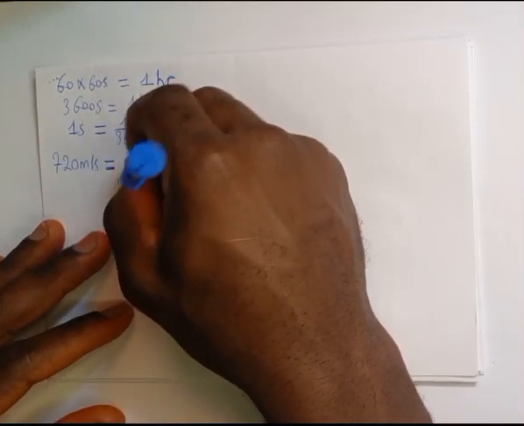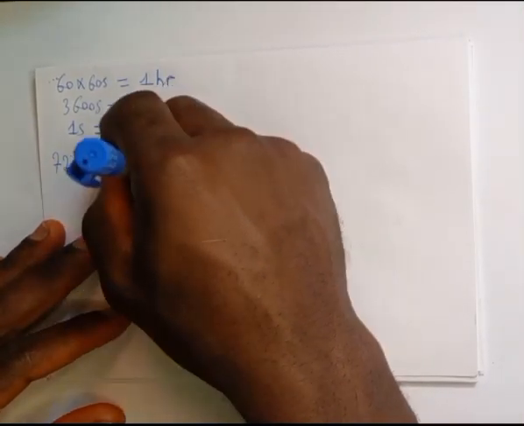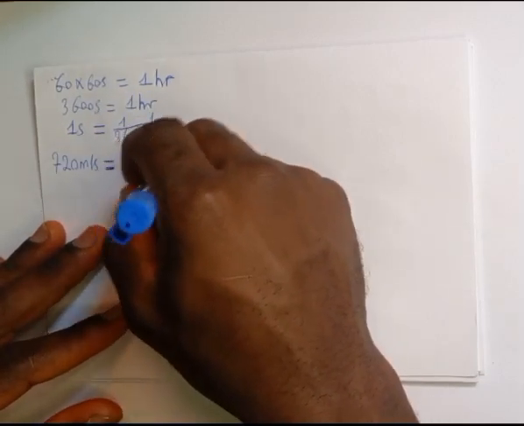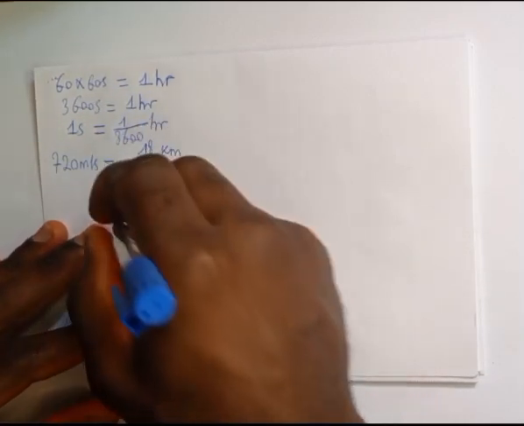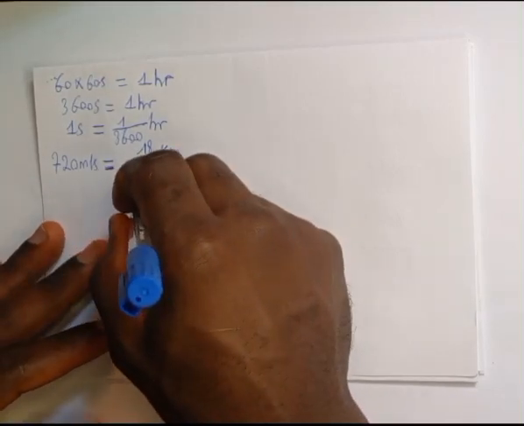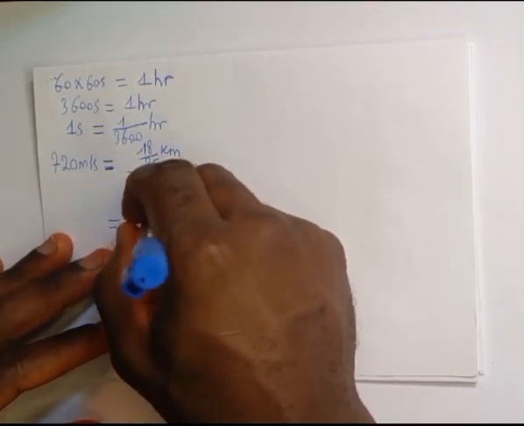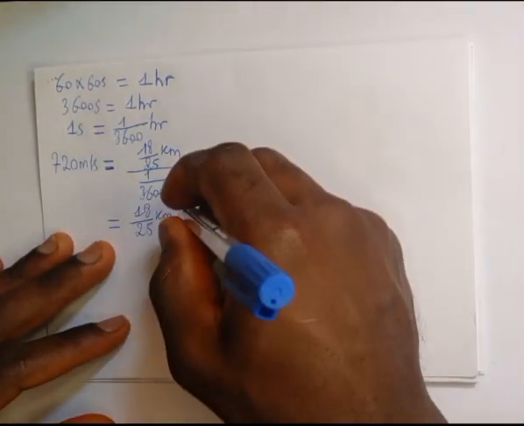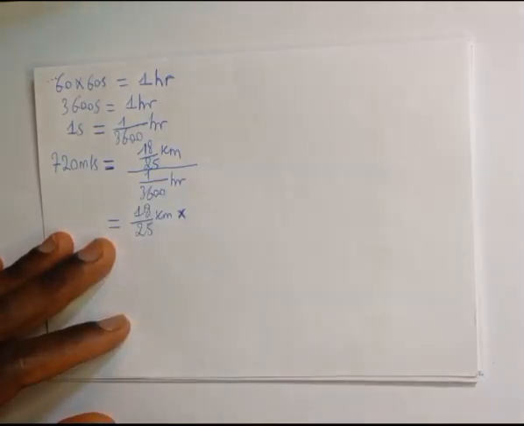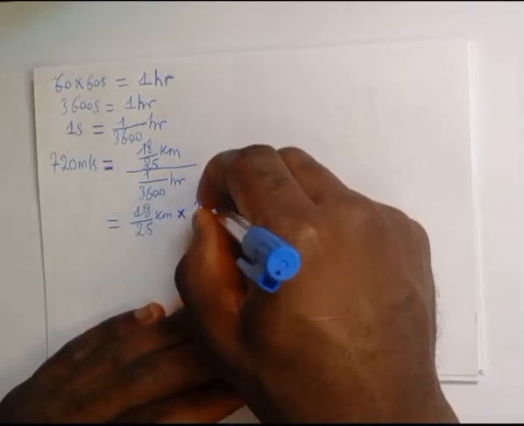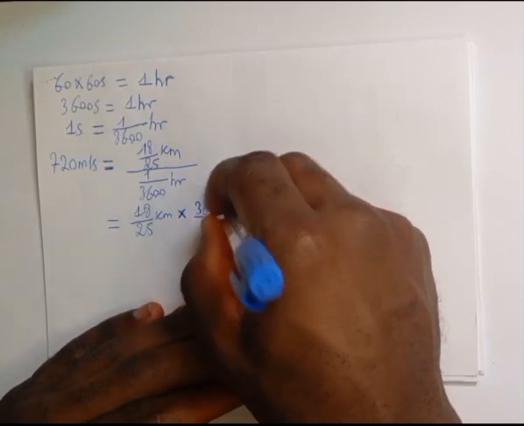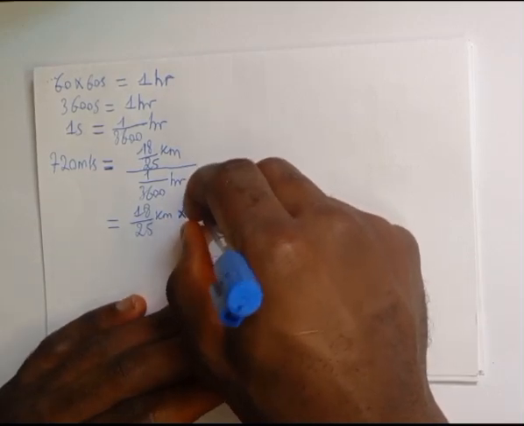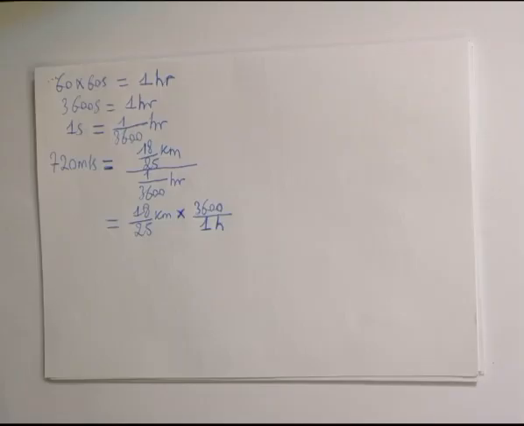18 all over 25 kilometers all over 1 all over 3,600 hours. This will simply be equal to 18 over 25 kilometers times, we are going to invert the last fraction. This will give us 3,600 all over 1, and the hour will be at the denominator as such. Now we have to perform the necessary simplifications.